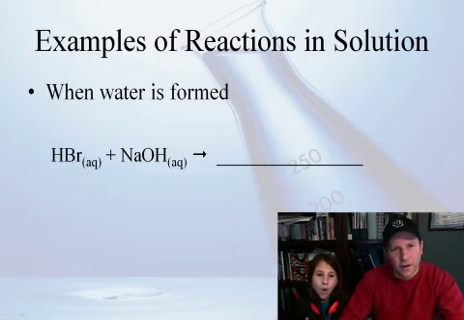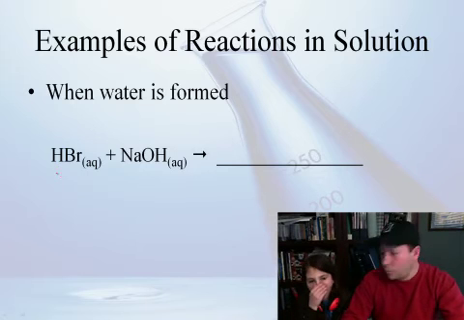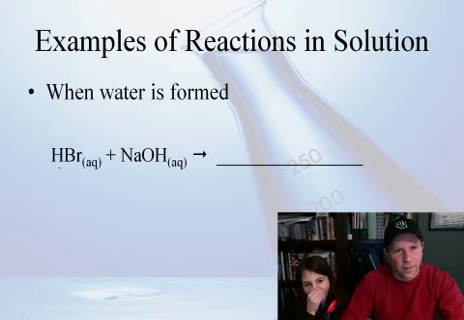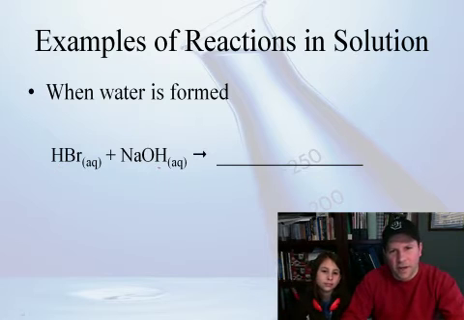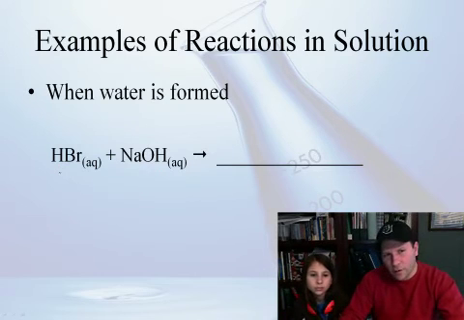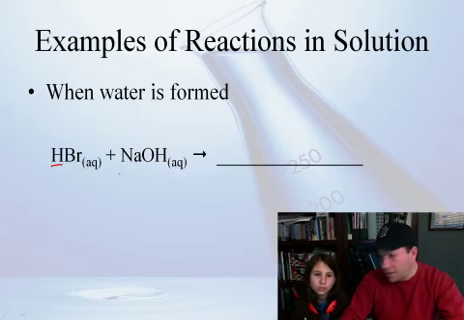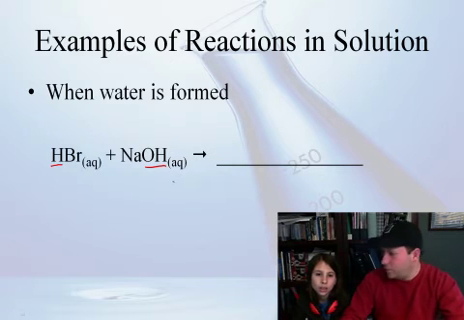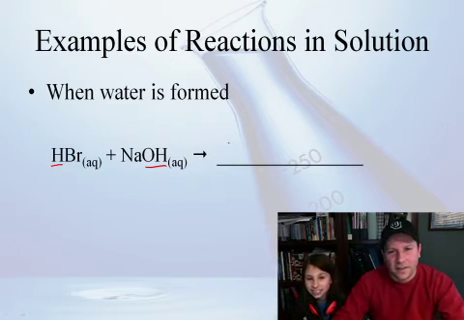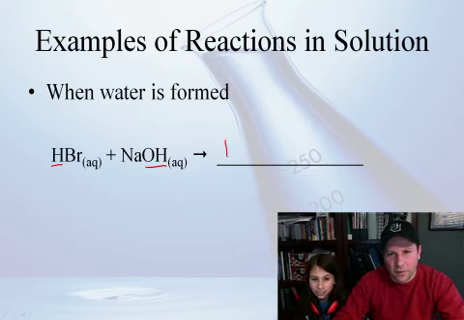The next one is when water is formed. Okay, we have another type of reaction here. This is a double replacement again, wife swap. Okay, and we have HBr and NaOH. This is a very specific type where we have an acid, because it starts with an H, and it's reacting with a base, which ends in OH. So let's get rid of the sodium first. Sodium was with hydroxide before. What's it going to be with now? Bromine.